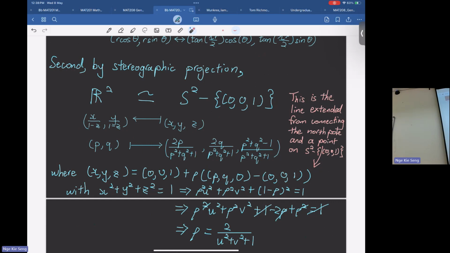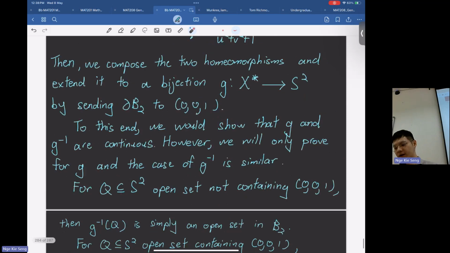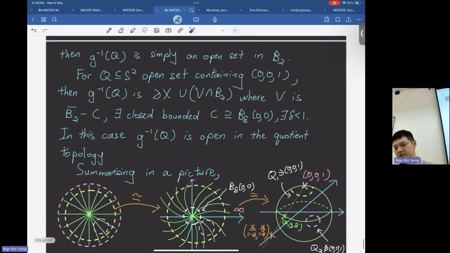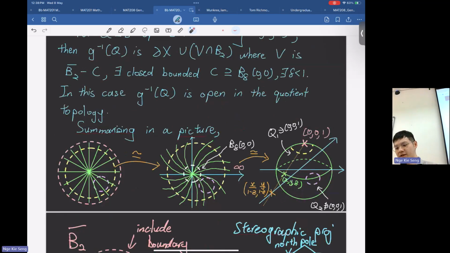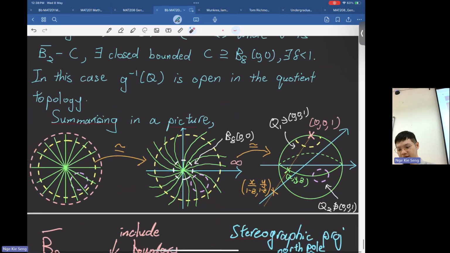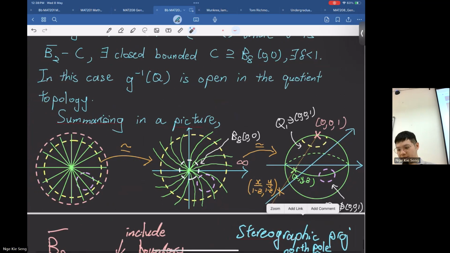So you prove that under this map, the bijection we proposed just now is actually continuous. You need to check the open set criteria. I don't want to go through the detail in the class, but there are really two types of open sets you need to consider: one that includes the North Pole, and one that doesn't.